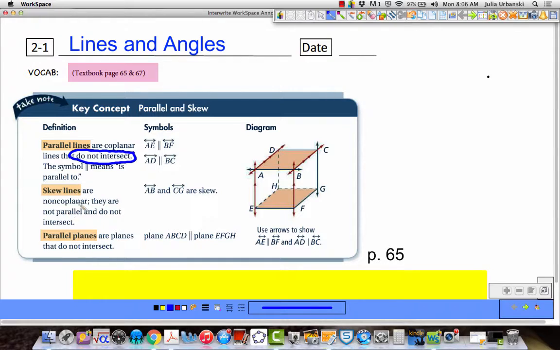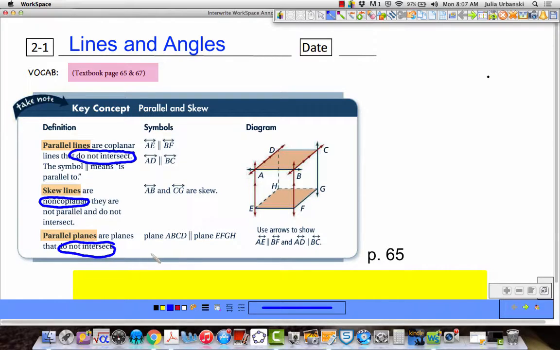All right, skew lines. Read that one and tell me what you think is the most important word. Non-coplanar. Good. What that means basically is it's two lines that are not on the same plane. Like parallel plane. What's the keyword there? Planes that what? Do not intersect.